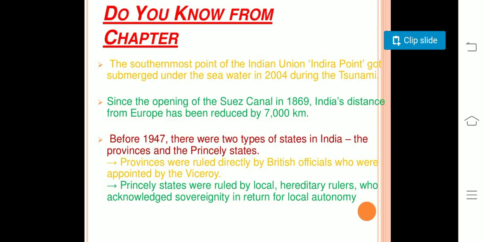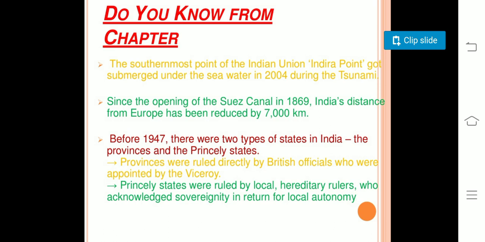So let us now discuss some important points from the chapter. The southernmost point of the Indian Union was Indira Point until it got submerged in the sea in 2004 during the tsunami. Since the opening of the Suez Canal in 1869, India's distance from Europe has been reduced by 7,000 km. Earlier we had to go through the Cape of Good Hope, but now with the opening of the Suez Canal, we can go directly to Europe.